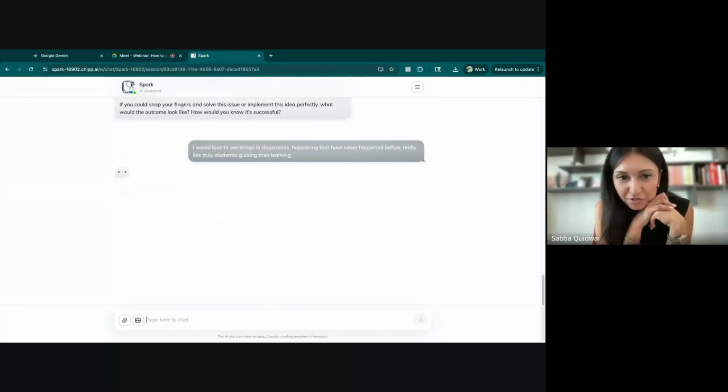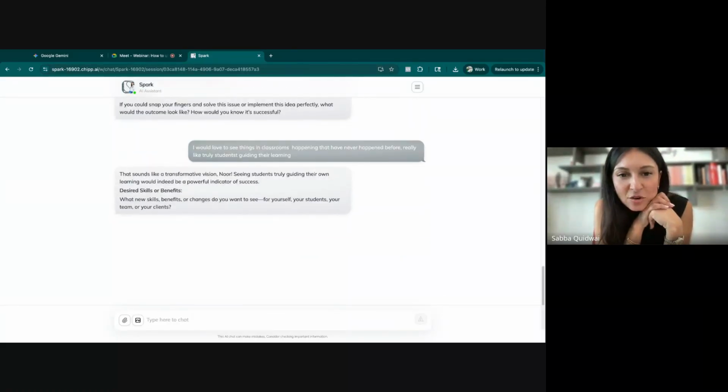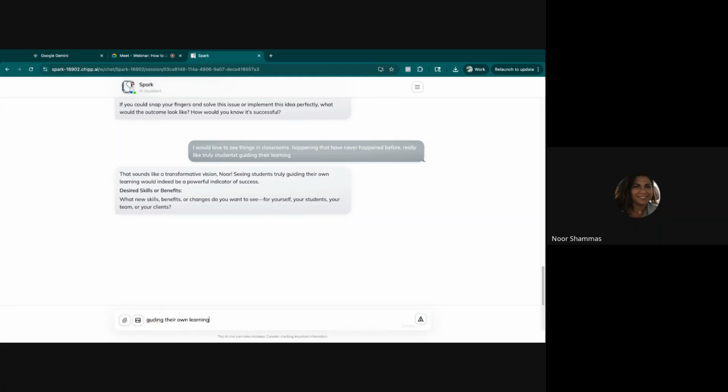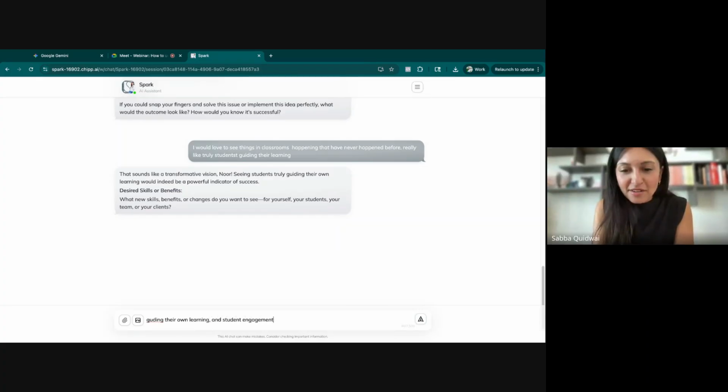Okay, so that's perfect. So now it's going to say over here, okay, that sounds like a great vision. What new skills, benefits, or changes do you want to see for your students or your clients? So I'm just going to kind of speed this up here. It's going to keep going down a rabbit hole. Just be like guiding your own learning. Okay, and student engagement, because it's kind of repetitive.